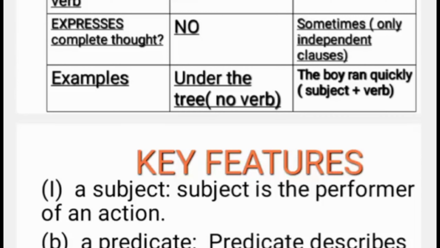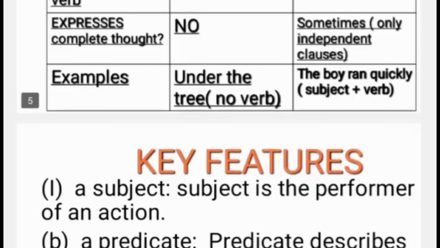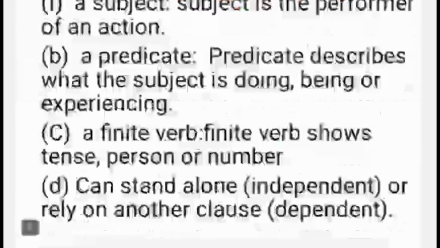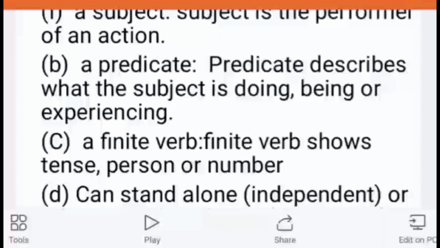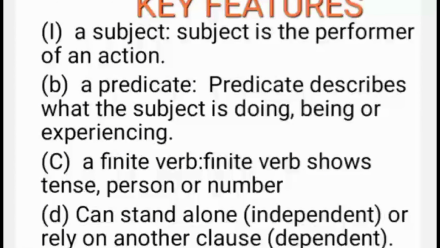The boy ran quickly. This is a clause because there is a subject and a verb. The boy is the subject. Ran is the verb. So, key features of a clause. A clause must contain a subject. A subject is the performer of an action. Who did what, or what did this, is a subject, the performer of an action.